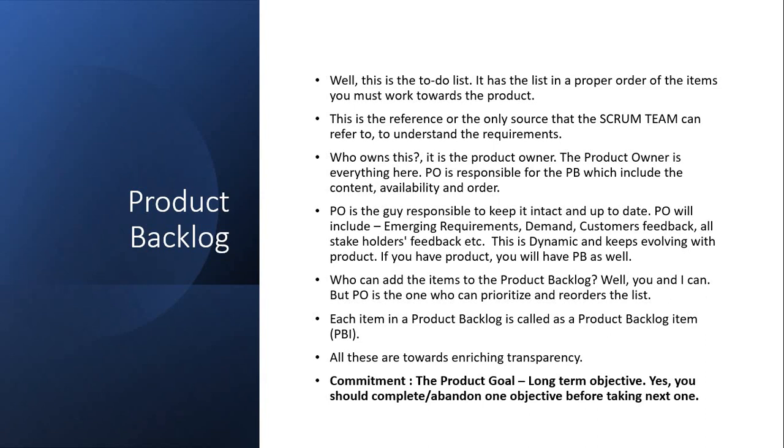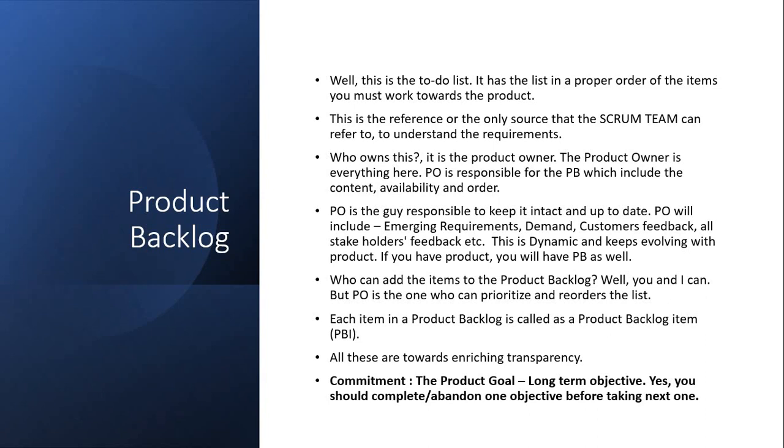This is the only reference source for the Scrum team to refer to and understand the requirements. This is the sole resource. When I go shopping, the only resource that I refer to is the list of items that I have in hand. Same is the case here. The Scrum team will refer to only this document. So who owns this? This is owned by the product owner, the PO as we call. The product owner is everything here and he is responsible for the product backlog, which includes the content, availability and order.